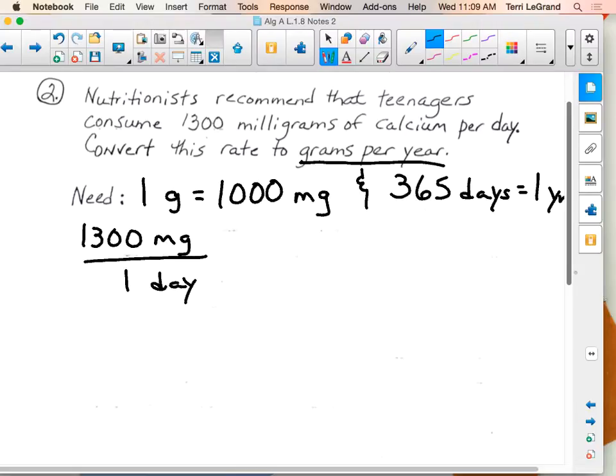Okay, it looks like we only need to use 2 conversion factors, right? So go ahead and set up the 2 ratios. Don't do any multiplying or anything yet. I want you to set up, what do you think? How should we set up our conversion factors? Remember, we want the milligrams to become grams. We want the days to become years.